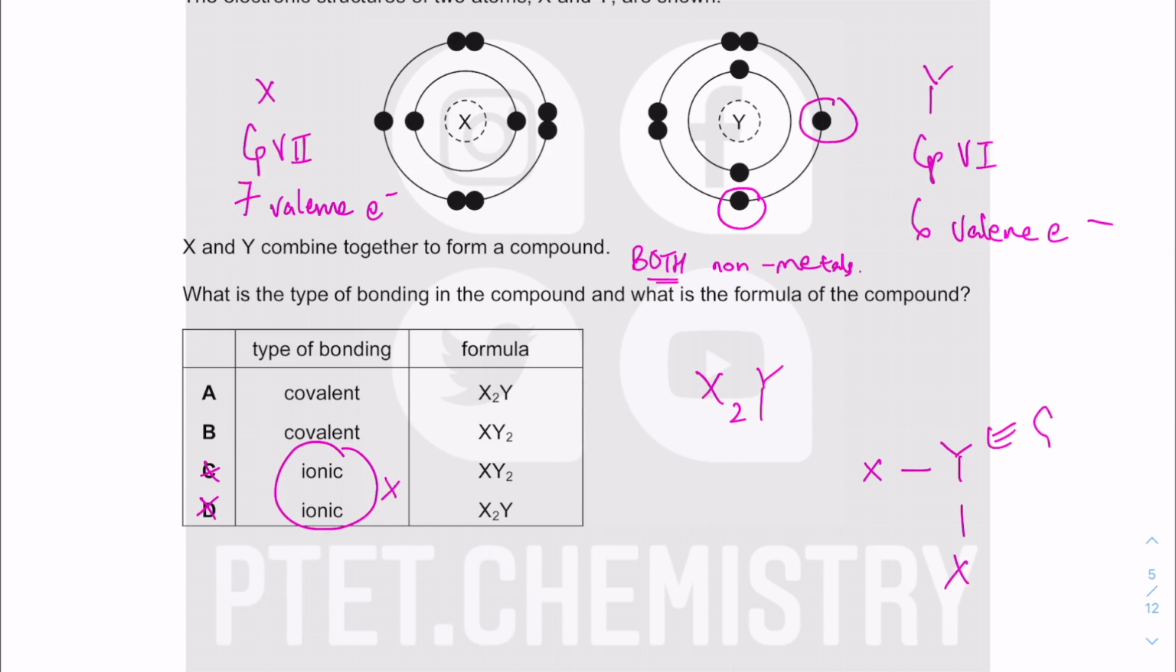So this one is a group 6. 6 outer shell electrons plus 1 plus 2. 6 plus 2 is 8. X has 7 outer shell electrons from the atomic structure, the last topic. It shares 1 electron with Y, one covalent bond. So 7 plus 1 gives you 8. So the formula is going to be 2 of the X and 1 of the Y. Very quickly, covalent X2Y.